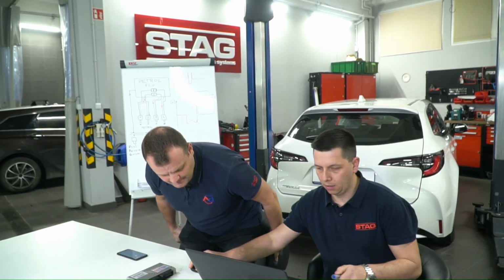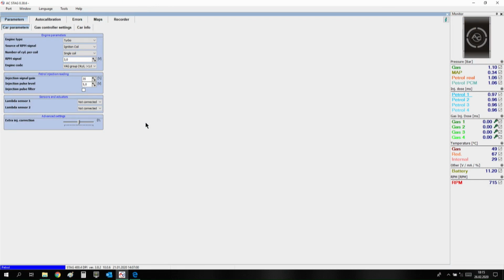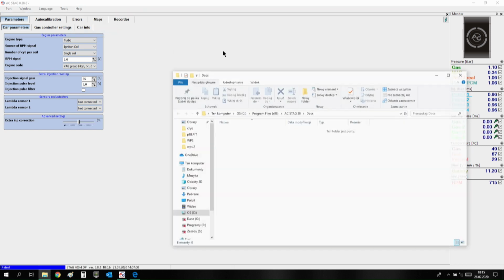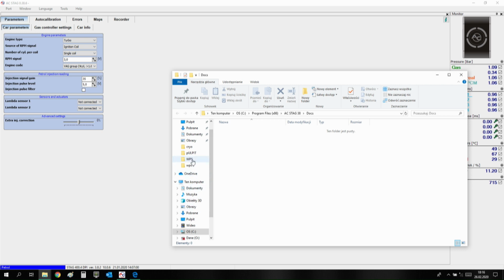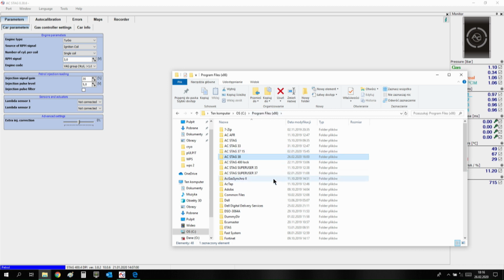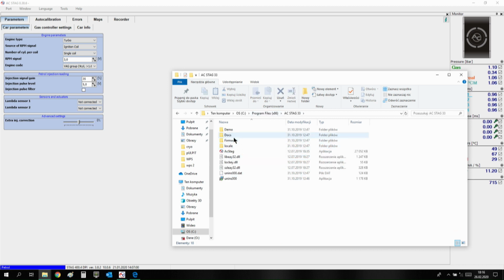The first thing that you need to check is whether the car is supported or not supported, because it's the first step. We can open the website, or if you have the application, we can go to the documentation of the Stag 400. Everything is there.